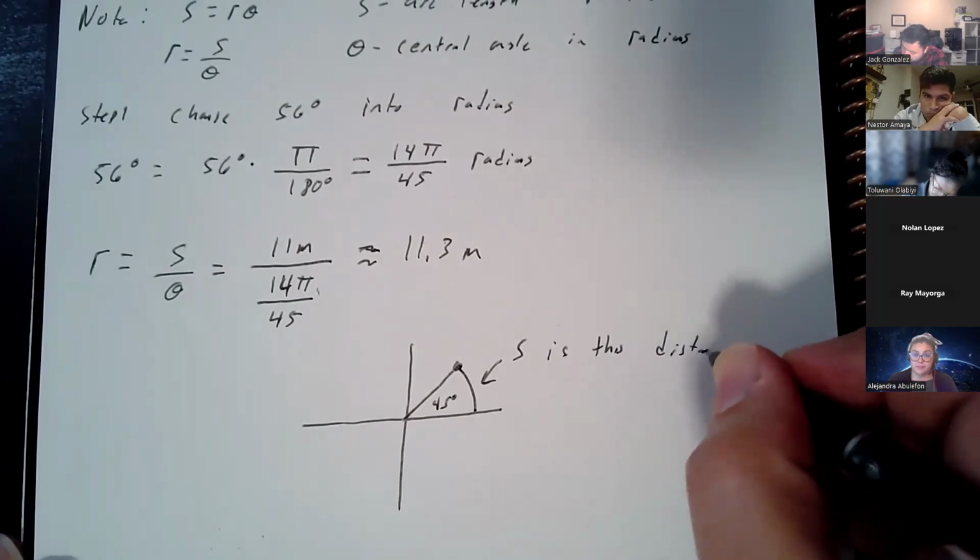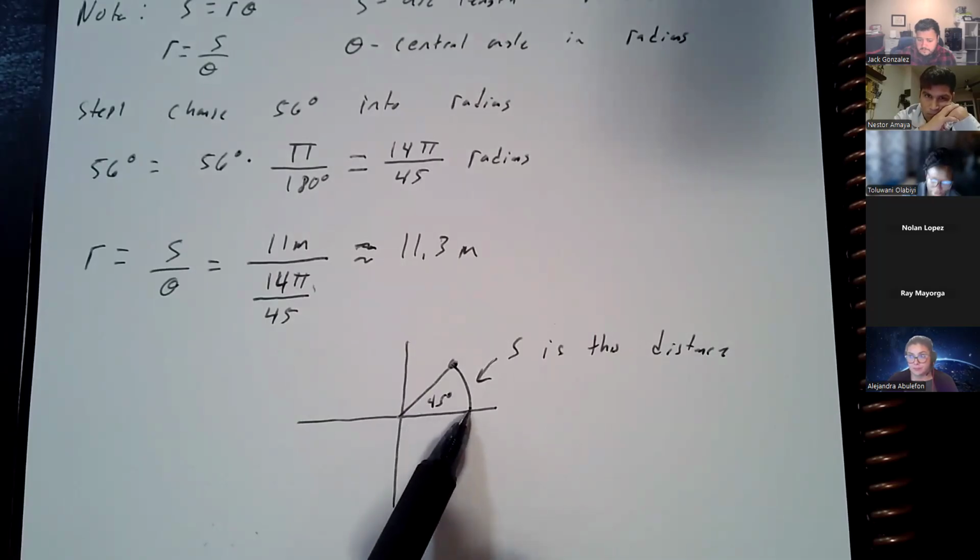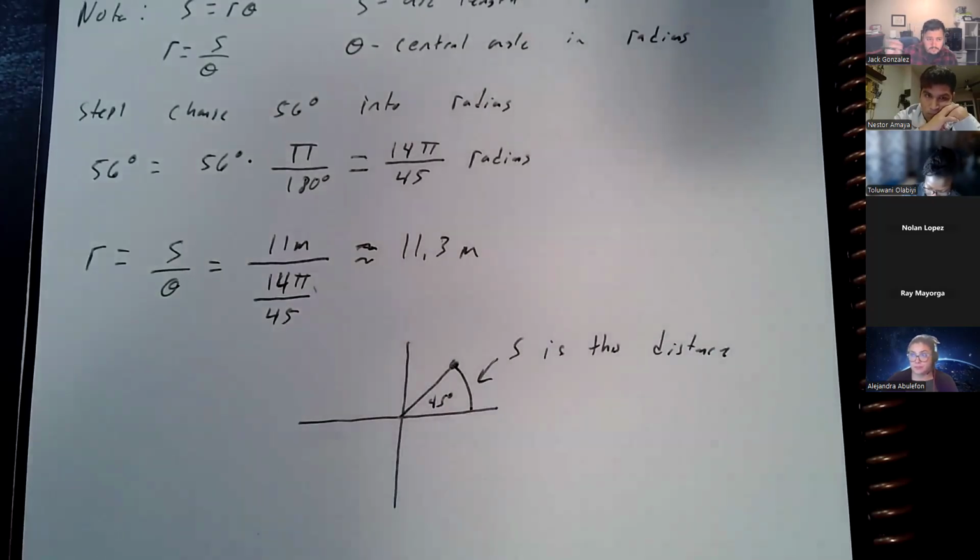This distance is what S is. How far did it go? Like from here to here? Like it just swept across. Okay.